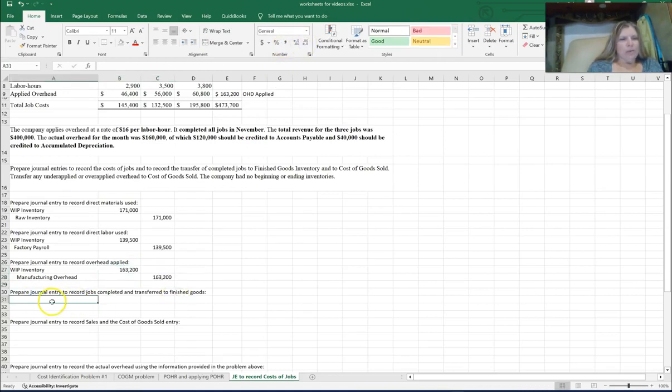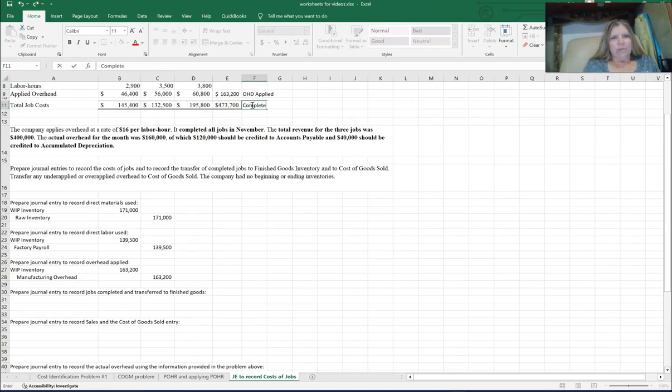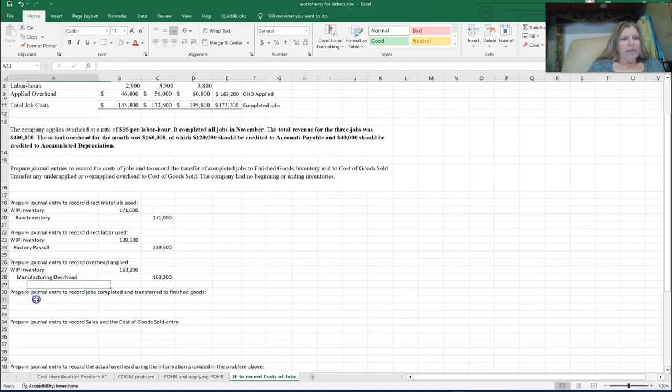And now it's asking us to prepare the journal entry to record the jobs completed and transferred to finished goods. So up here it says all jobs are completed in November. So the total cost, $473,700. I'm just going to label these completed jobs. They started them all in November and they completed them all in November. So we are going to now take all those costs that we put in work in process inventory. They're not work in process anymore. We finished them all. So we need to put them in the finished goods inventory.